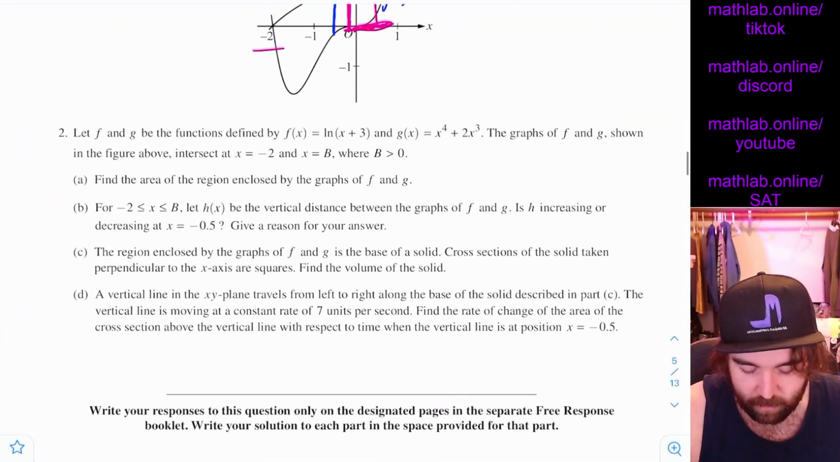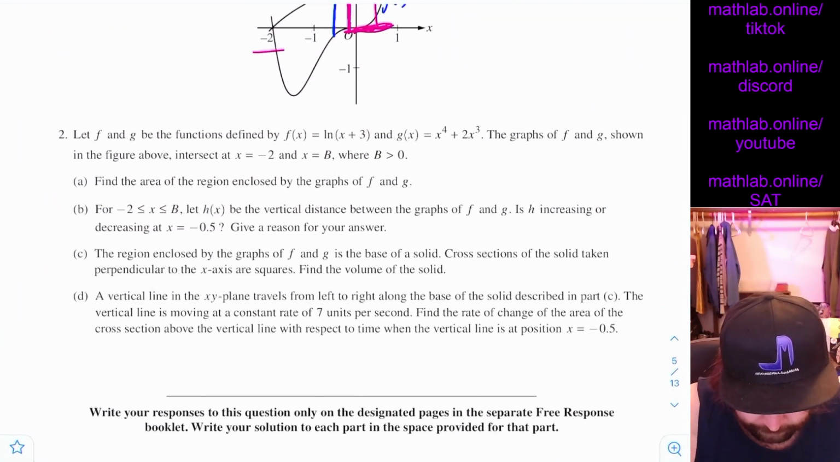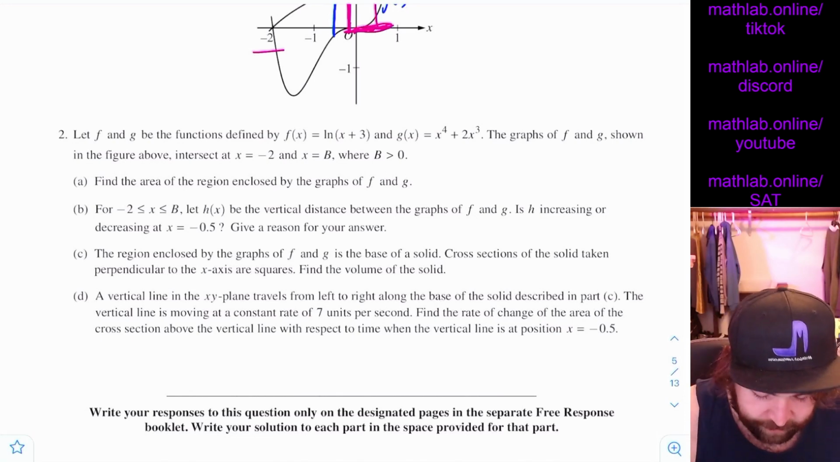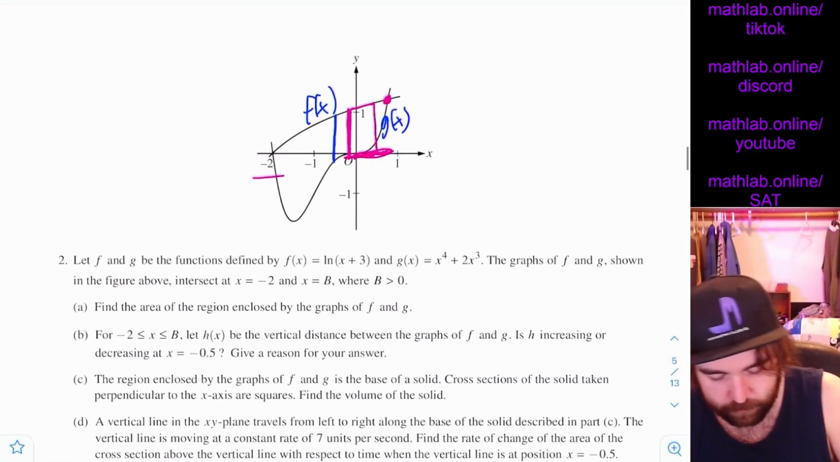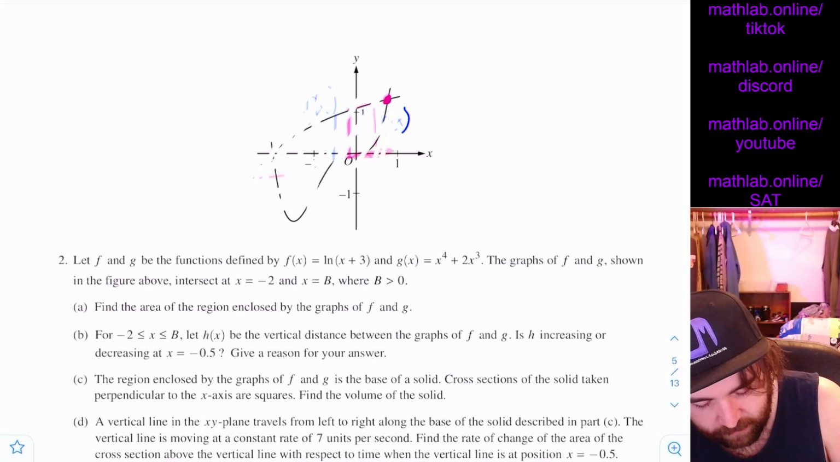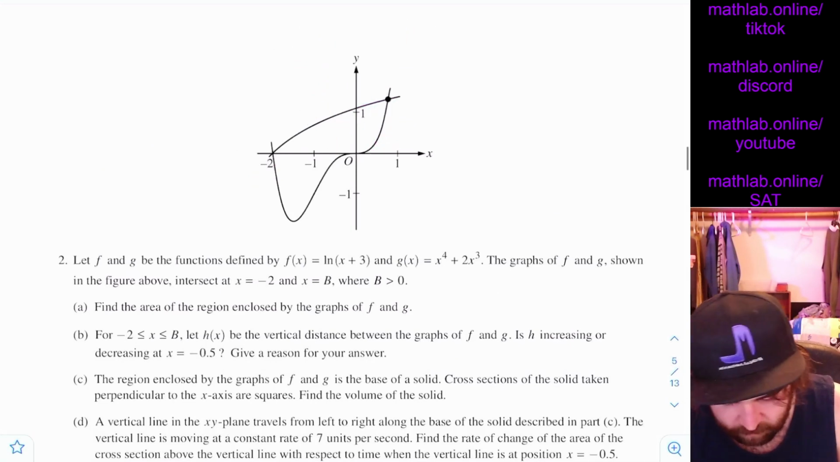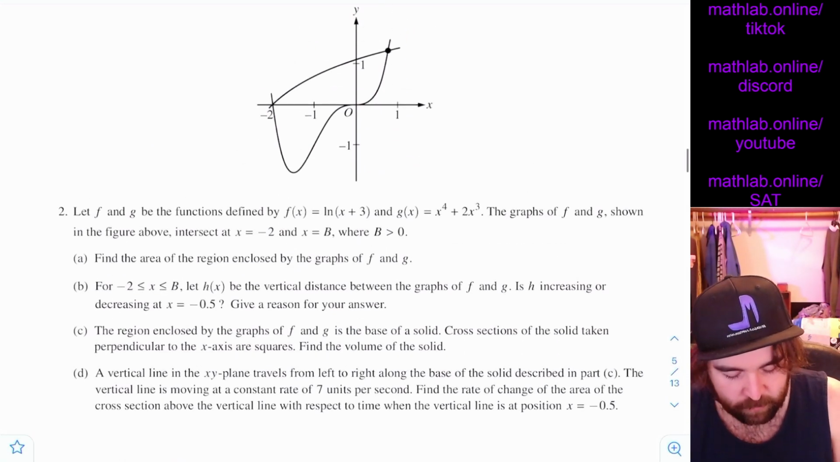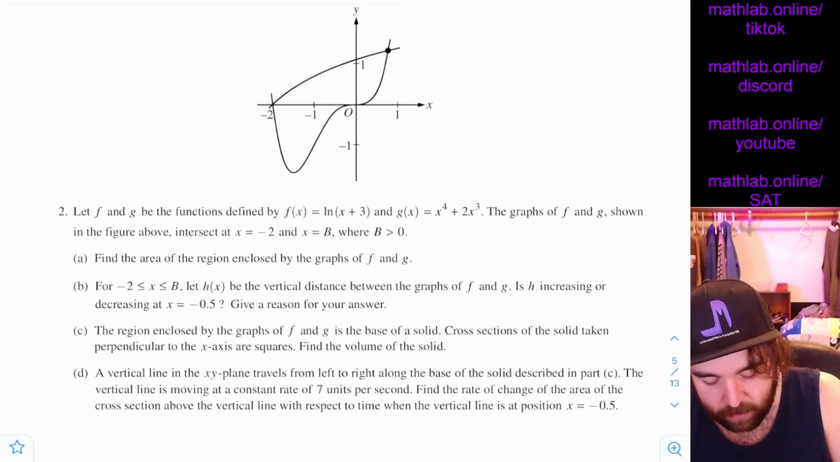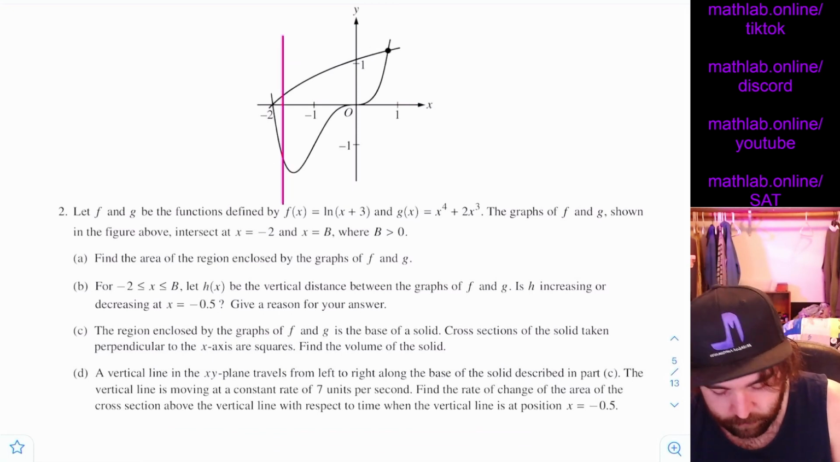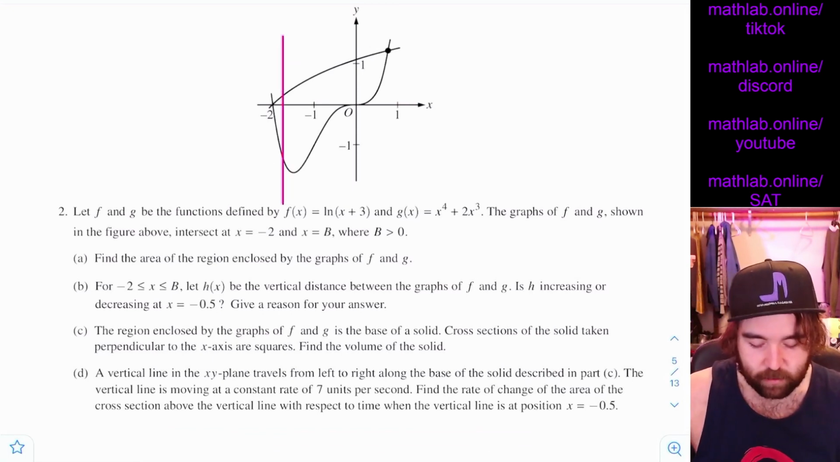D. This is a rotator, right? Oh, no, it's not even. A vertical line in the XY plane. Let's erase everything we got up here, so we're going to have to look at this graph. So we got the vertical line in the XY plane. Travels from left to right along the base of the solid described in part C. The vertical line is moving at a constant rate of 7 units per second.